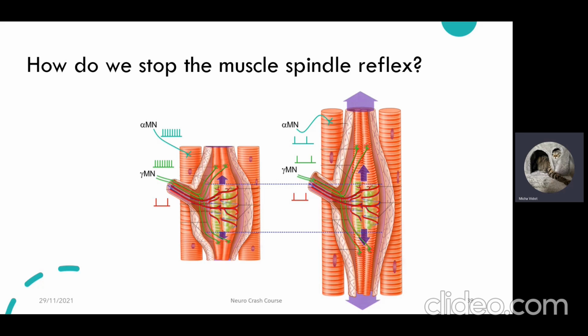So on the left, we have the muscle contracting and the alpha motor neurons are active, contracting the extrafusal fibers. And at the same time, the gamma motor neuron contracts the pole of the intrafusal fibers so that they take up the length and the central portion doesn't. Okay, so we want to keep our stretchy portion the same size throughout so that our body doesn't initiate that reflex.